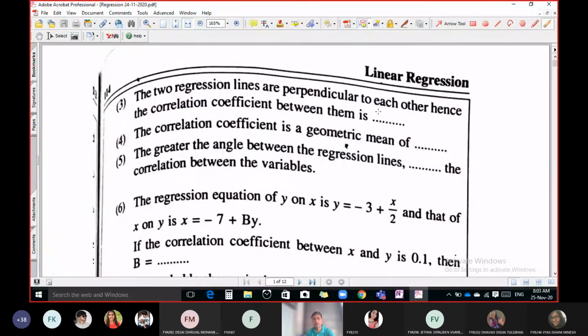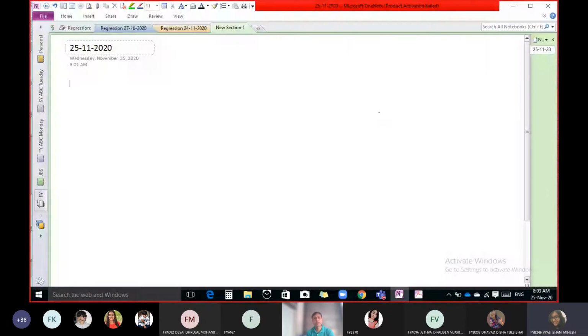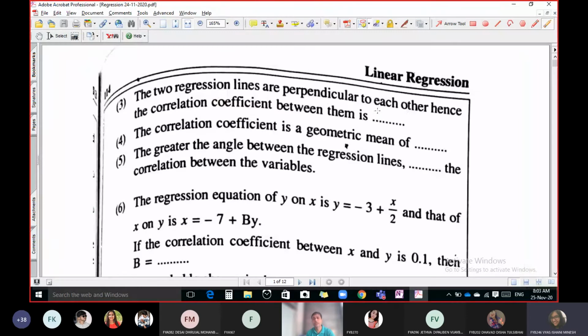Yesterday only we discussed about this. 0. Yes, you are absolutely right. 0 is the answer. Correct.